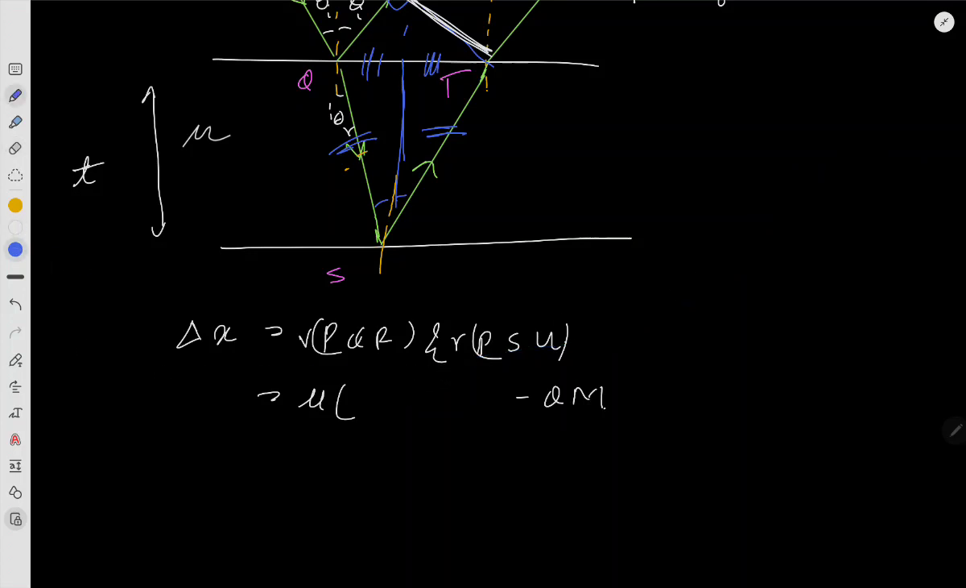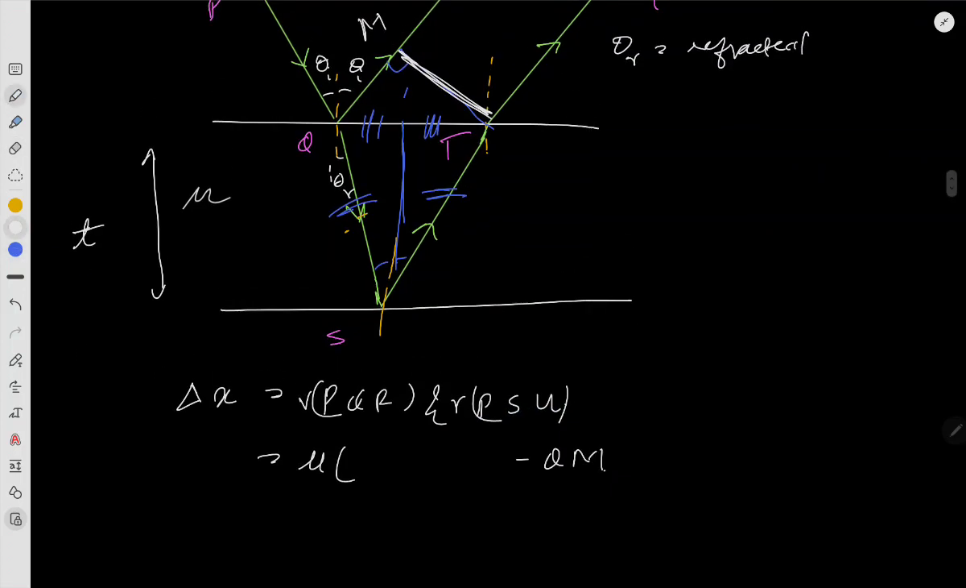While traveling inside, the wave would have a change that is due to the optical path and the delta, and henceforth it would take more time. So we write mu into t minus 1. T minus 1, sorry. Extremely sorry for this.